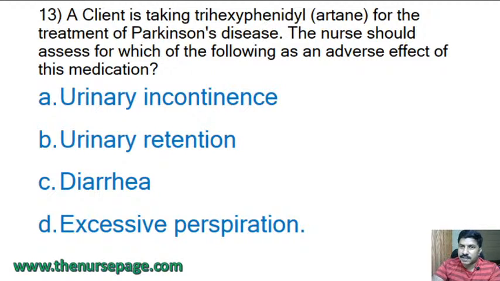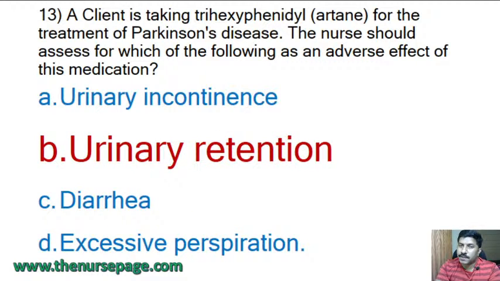THP is most commonly used in psychiatric areas. Most antipsychotics will be administered along with trihexyphenidyl to reduce the extrapyramidal symptoms. So in this condition, the patient will have the side effect of urinary retention. Urinary retention is one of the adverse effects of THP or trihexyphenidyl. The common brand name is Parkin.